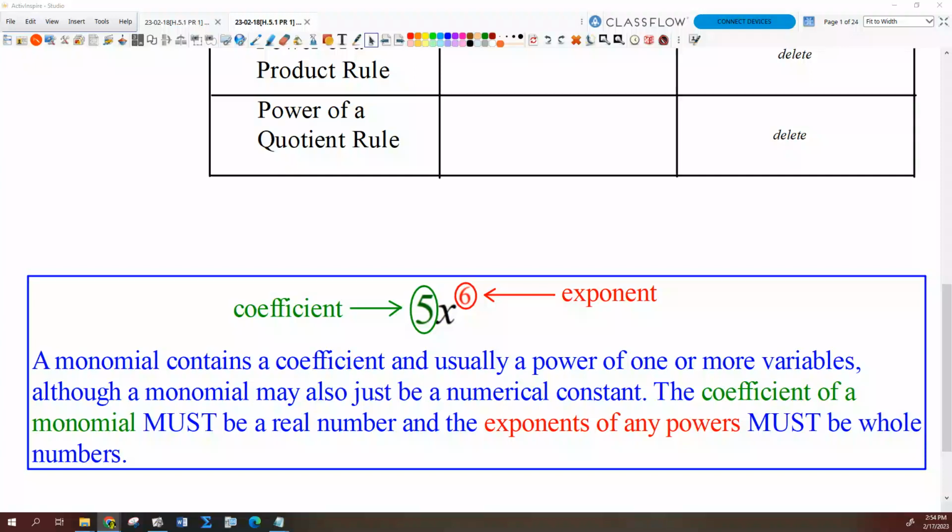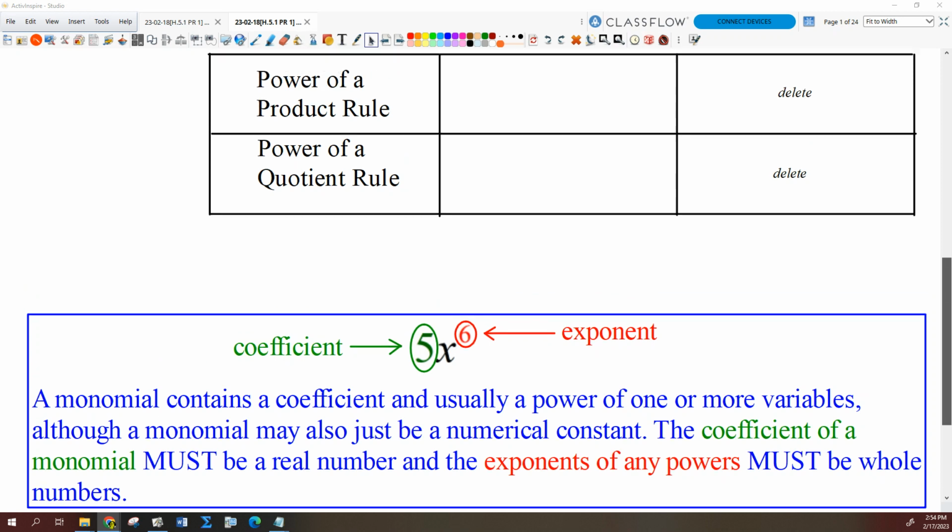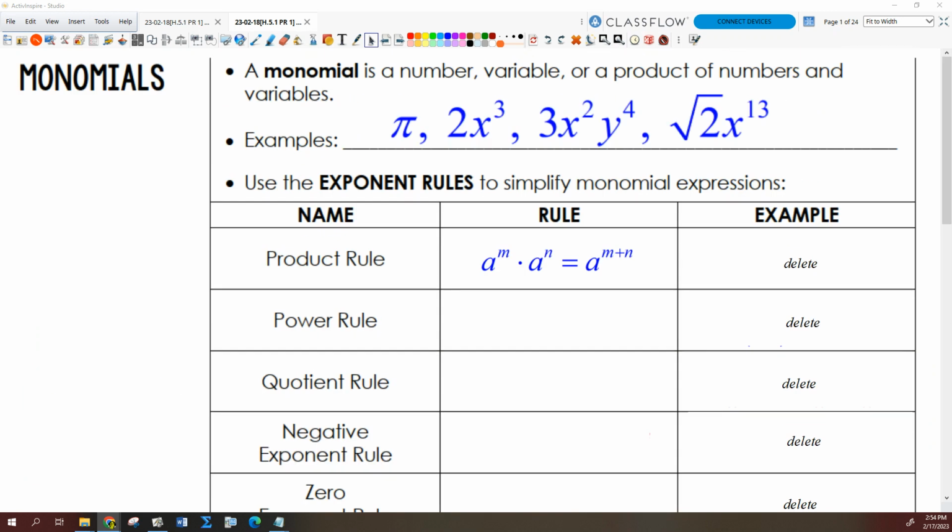Right, so we're starting a unit on polynomials. We're going to kind of ease into things a little bit. So today we're going to talk about monomials. Mono means one, poly means many. Monomial just means one term. Polynomial, which we're going to talk about, would be many terms.